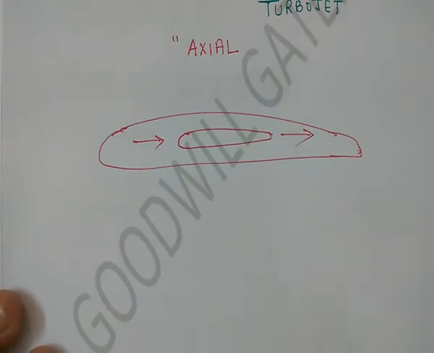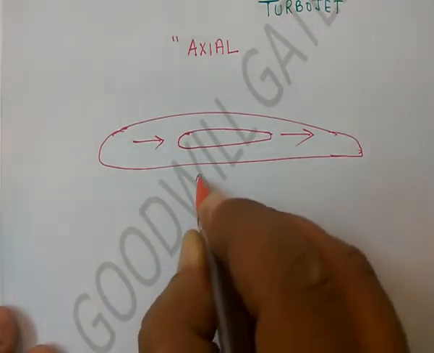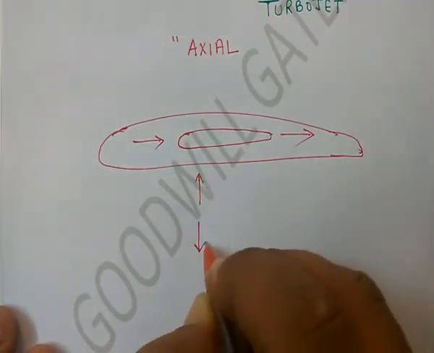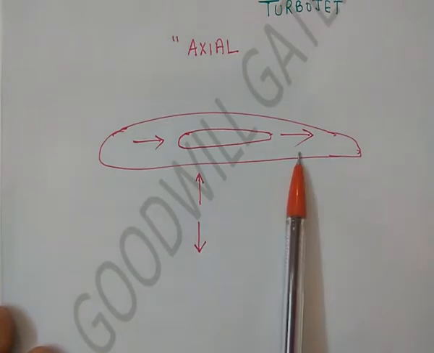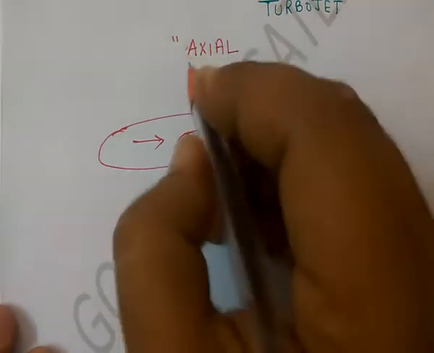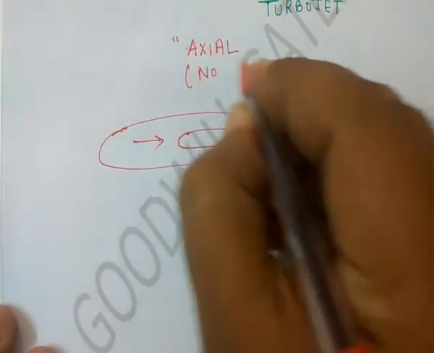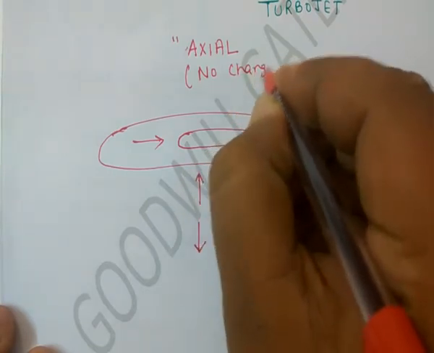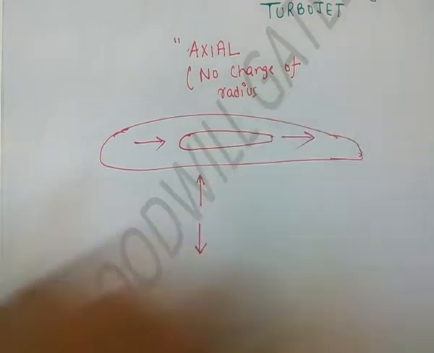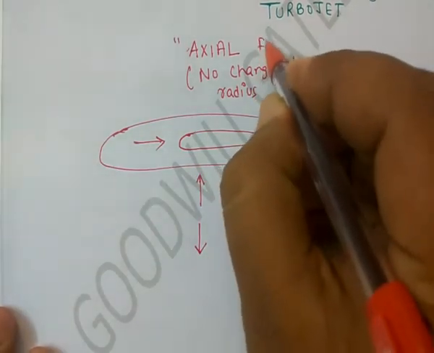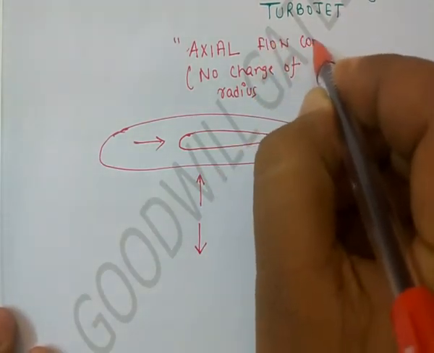I hope this is clear. Alright, so when we say axial direction, there will be no movement in the radial direction. That means the flow will not move in the radial direction and will only move in the axial direction. To be very specific, we should write this: there is no change of radius.